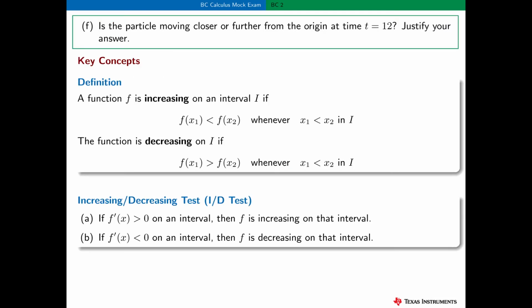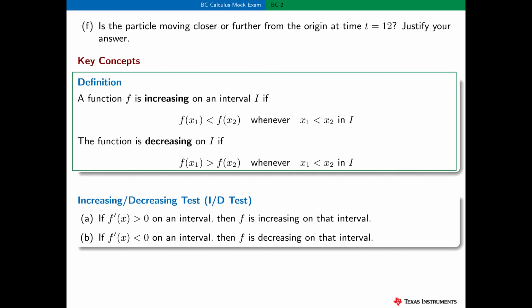In Part F, we are asked to determine whether the particle is moving closer to or further from the origin at time t equal 12. And there's that classic AP Calculus phrase, justify your answer. The important idea here is how to determine if a function is increasing or decreasing. Now here's my working definition, I think that many of us use. It's a definition of a function increasing or decreasing on an interval I.